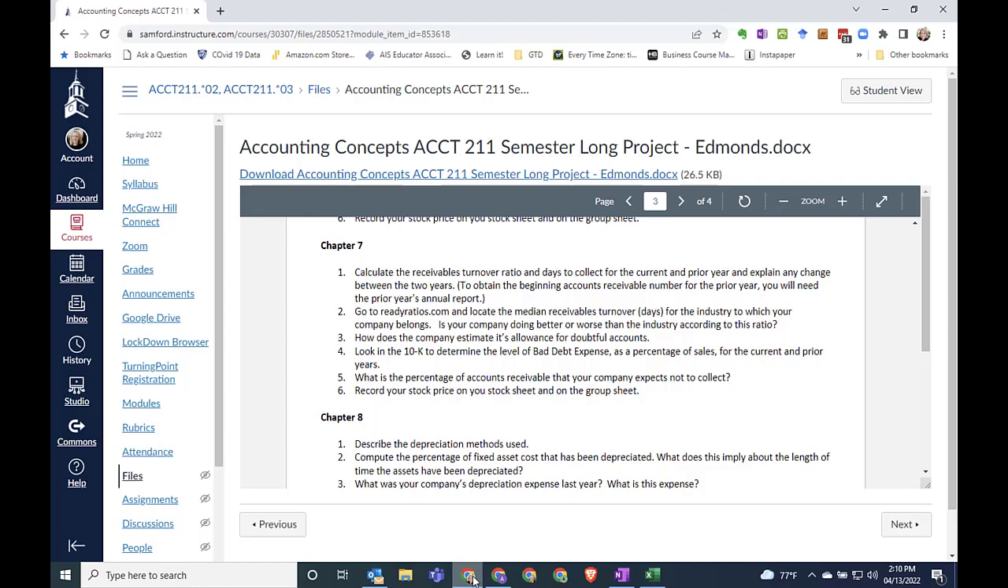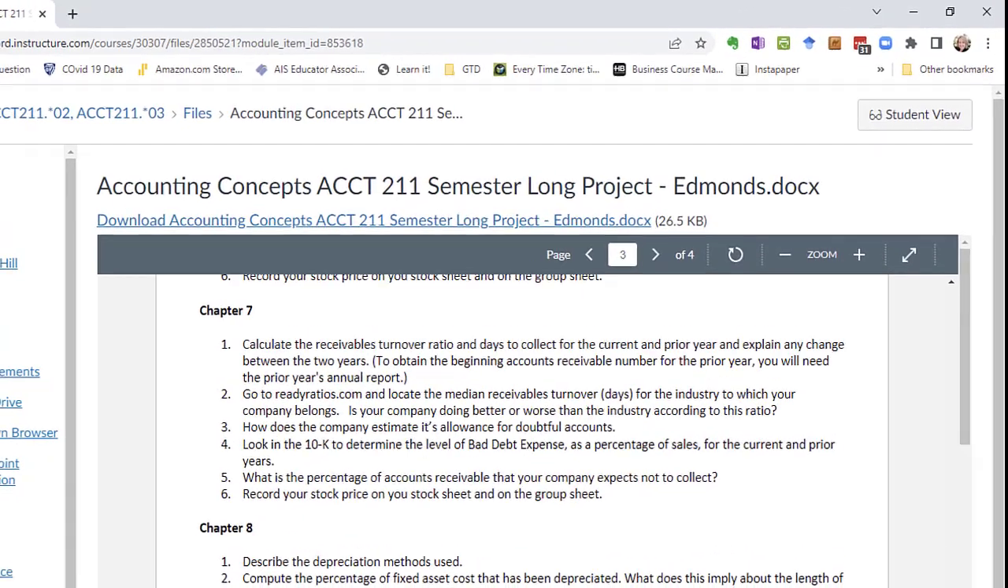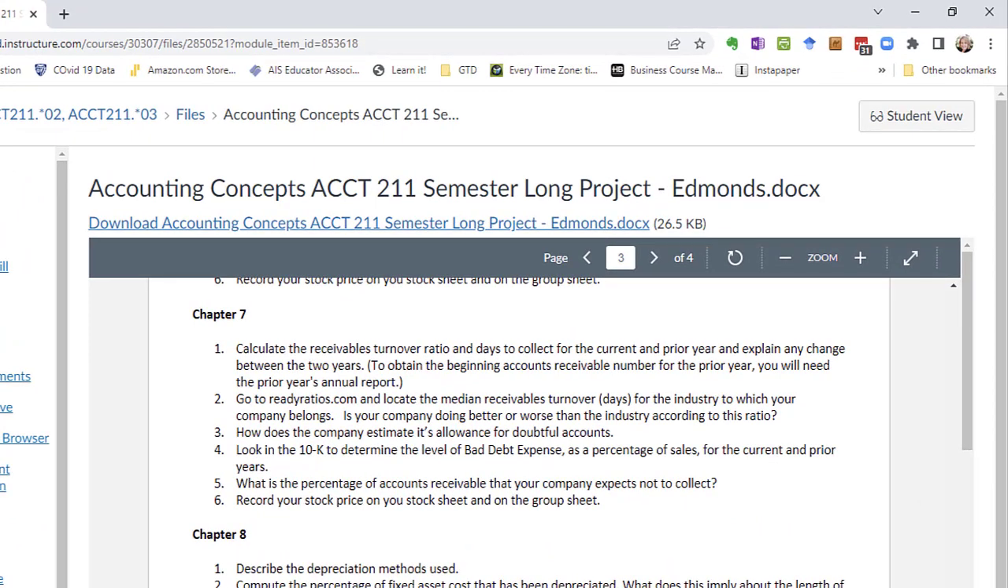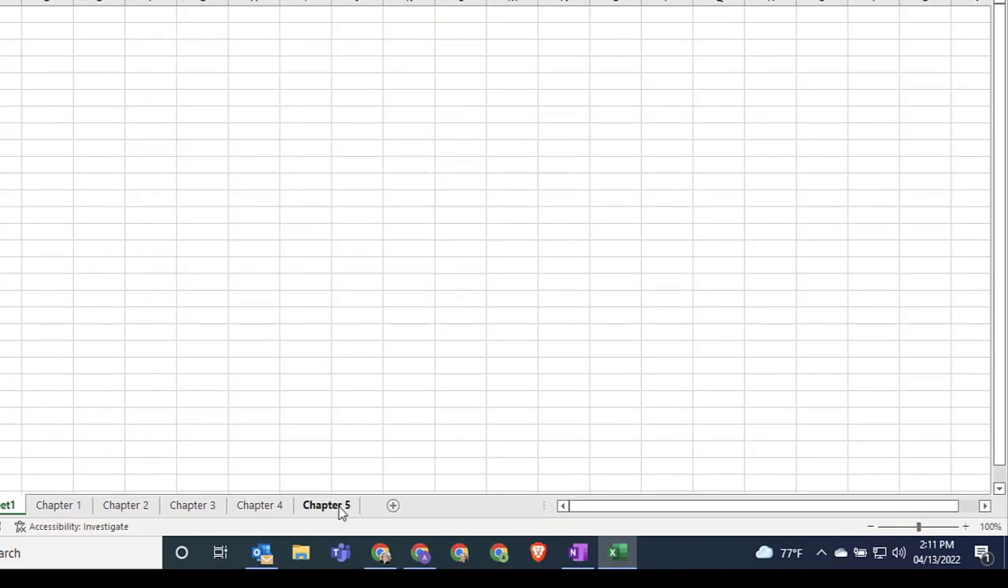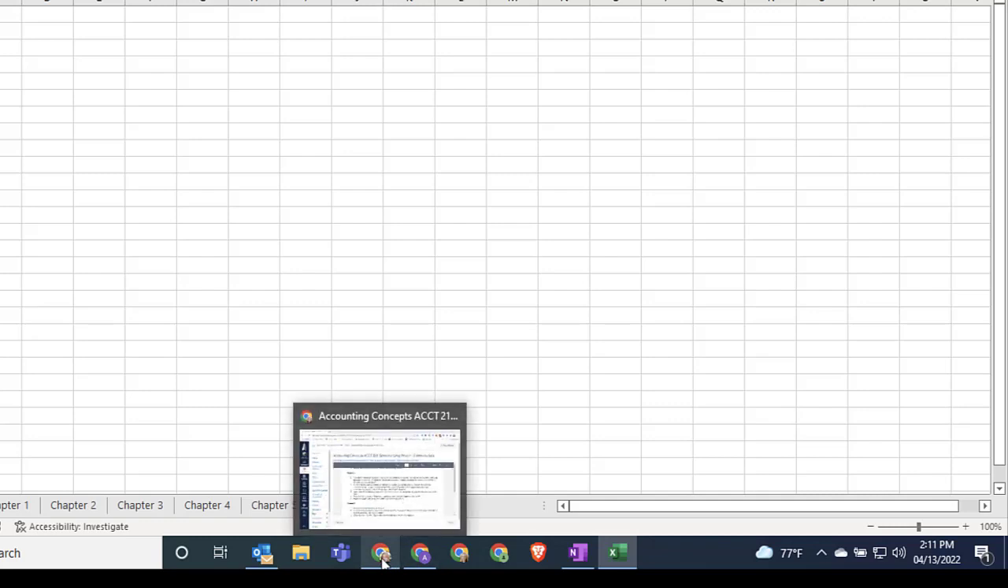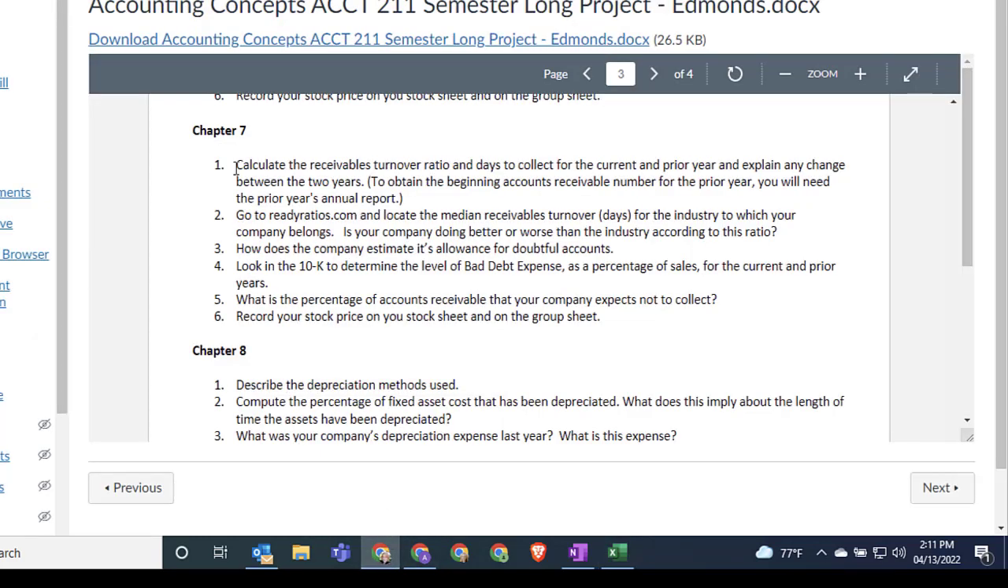And you need to go ahead and open up the project. We're going to do Chapter 7. So first, I'm going to go to my spreadsheet, create a new sheet, make sure it's at the end, and then name it Chapter 7. Now I'm going to go back to the project and copy my first question.